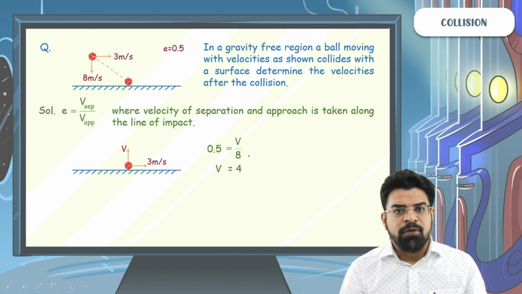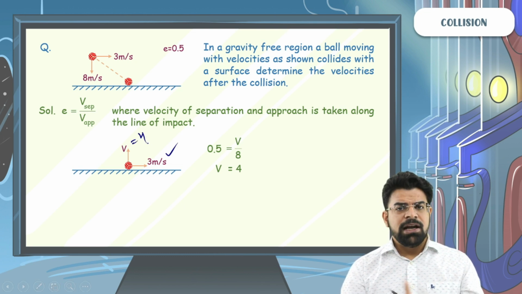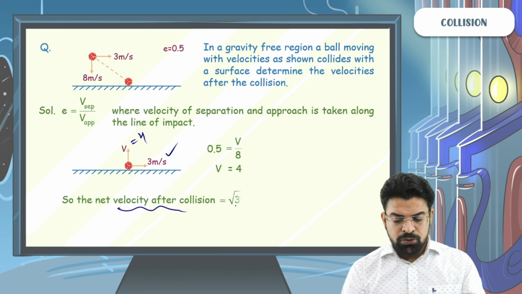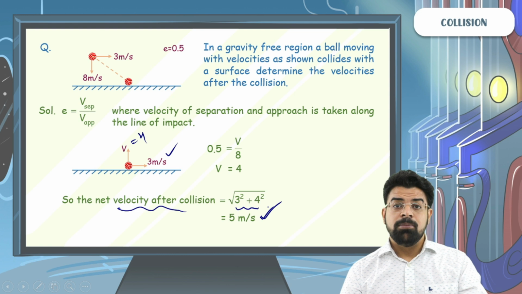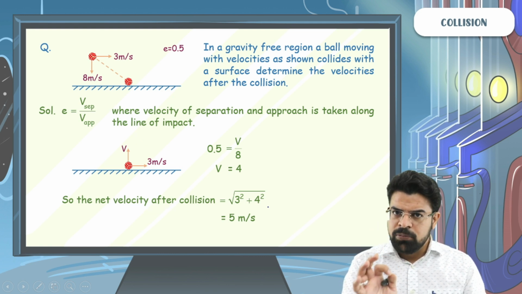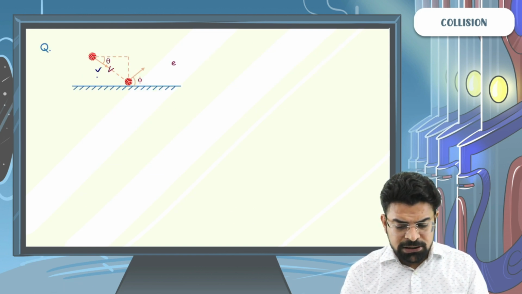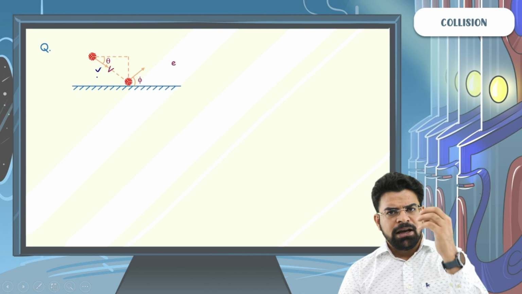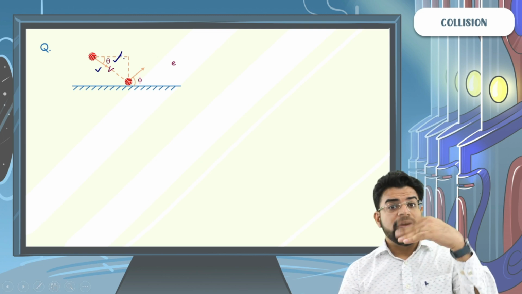Once you know that after collision horizontal velocity is 3, vertical velocity is 4, so the net velocity will be equal to under root of 3 square plus 4 square. So the net velocity will be 5 meter per second. Okay, let's do one more example based on the same concept. Question is, there is a ball given a velocity v in a gravity-free region such that its velocity makes an angle theta with the horizontal.